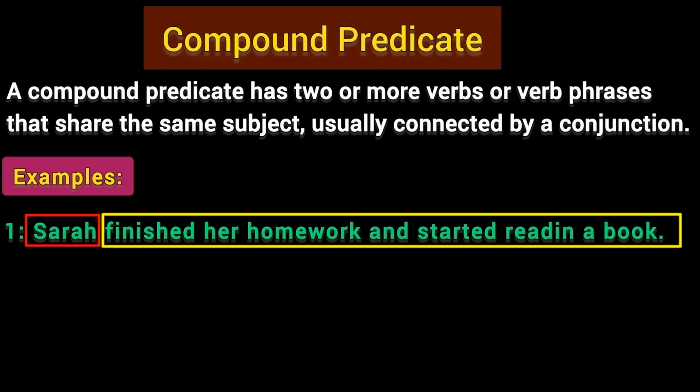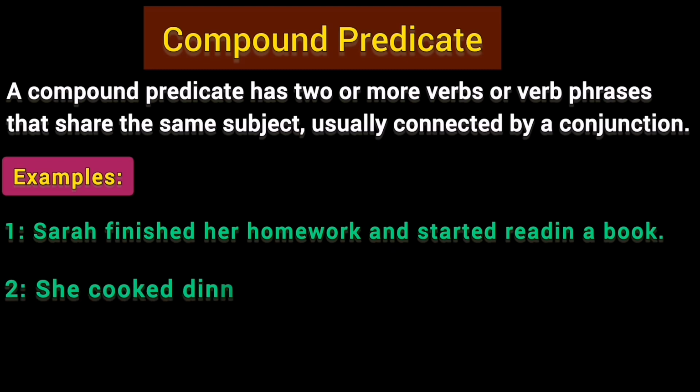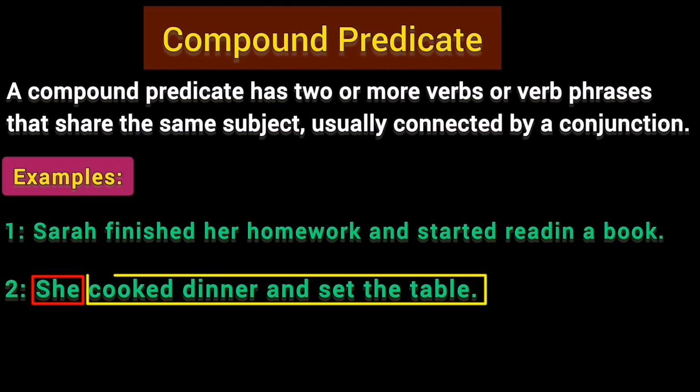She cooked dinner and set the table. Observe this example. Here in this sentence the pronoun, she, is the subject, and cooked dinner and set the table, is a compound predicate. Actually, it contains two distinct actions, cooked and set, performed by the same subject. The use of the conjunction and allows these actions to be combined, forming a compound predicate.